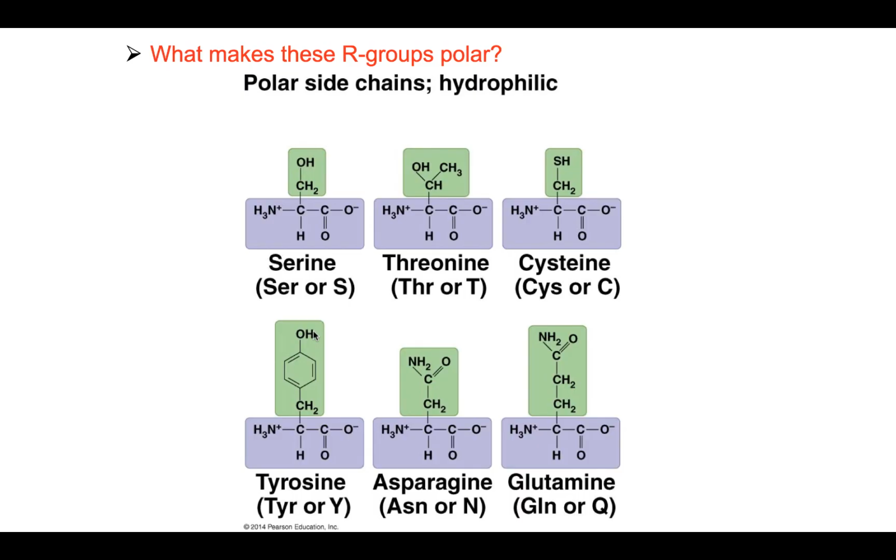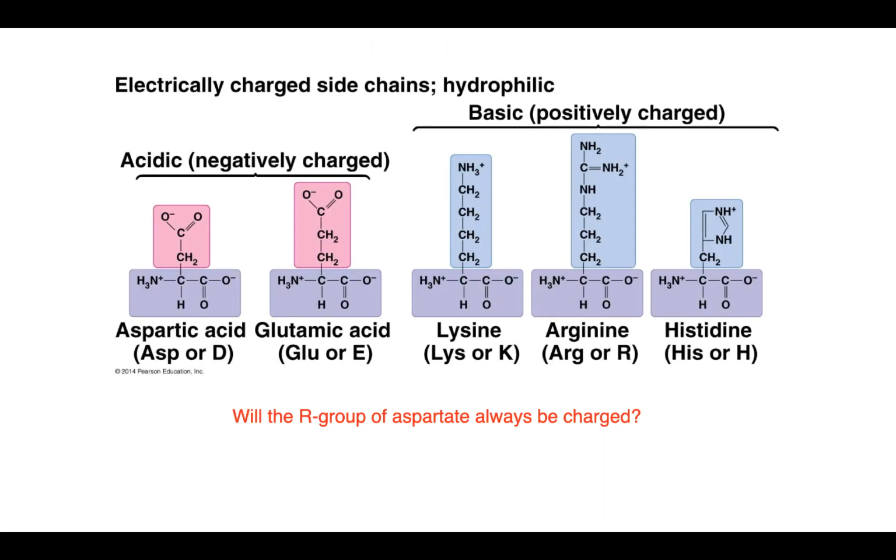And finally, the third category are ones that have the ability to exist in an electrically charged state or an ionic state. We've got ones that can be negatively charged, and we've got ones that can be positively charged. And take a look at why that's the case. Look, this is a carboxyl group here, and notice it's not the alpha carboxyl group. It's a carboxyl group here in the R group. Here's another carboxyl group. This is an amino group.